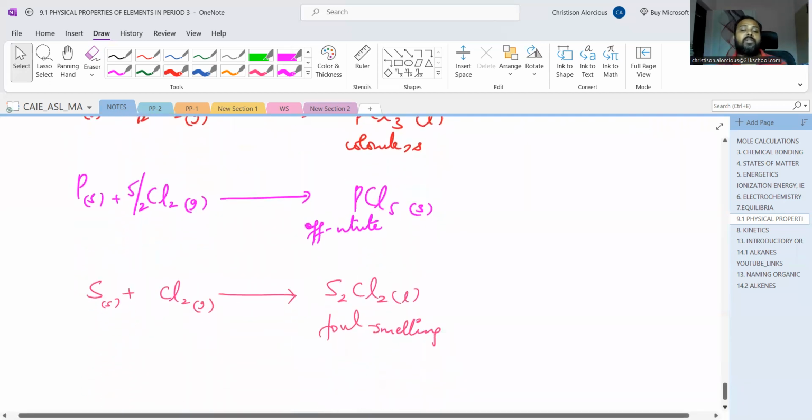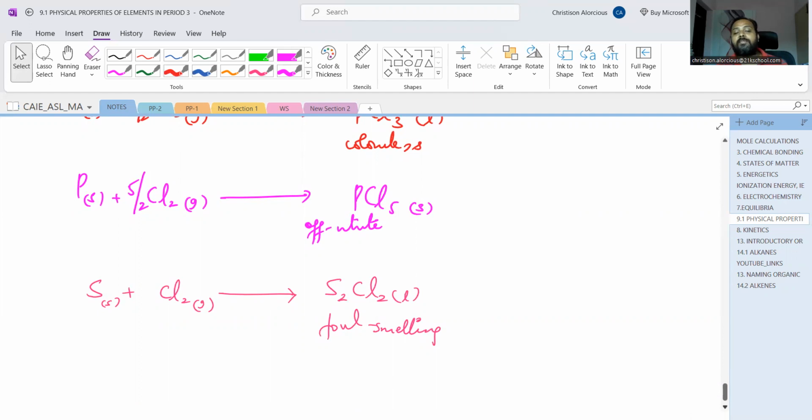Sulfur again reacts with chlorine to produce a whole bunch of different chlorides. The most stable among them happens to be disulfur dichloride, which is S2Cl2, which is a kind of off-white, pale yellow, foul-smelling liquid. Some textbooks call it an evil-smelling liquid. Yuck, as all sulfur compounds are.